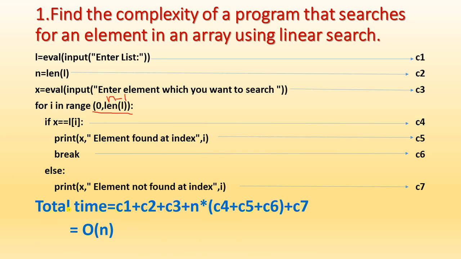So here the complexity is 0 to length in range, so it will just give you n. And when this element is not found at index, its time is C5. So here C4, C5, C6 will multiply with n. Now this C7 will also be added. So when you solve this, you will get the dominant term n. That's why the answer is O(n).